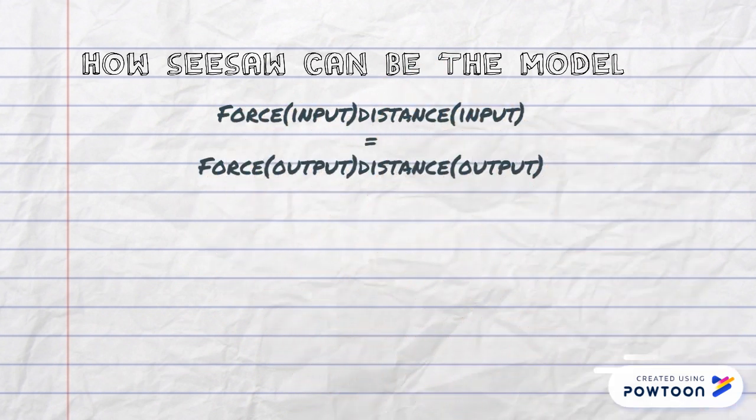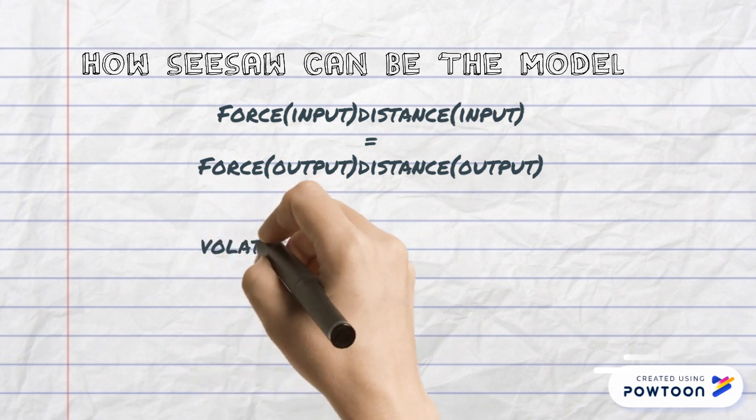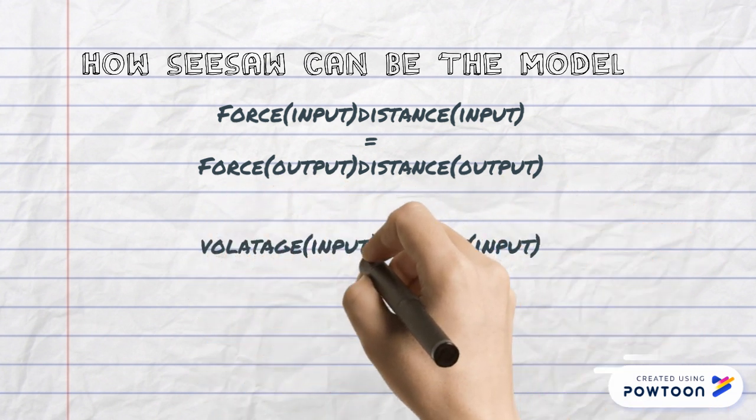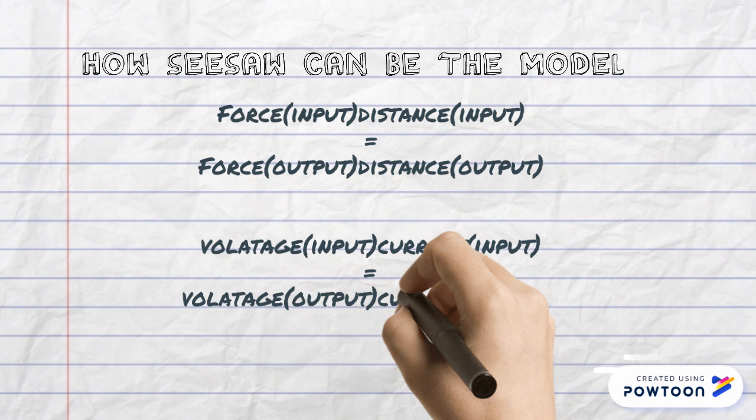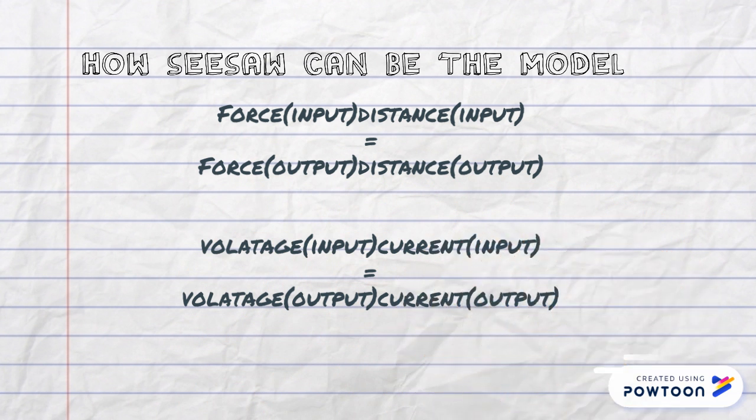Well, what if I put the transformer's formula together with it? They look similar, don't they? In this case, I'll let force equal the voltage and let distance equal the current. Then you will find that the relationship between the force and the distance is actually the same as the relationship between the voltage and the current.